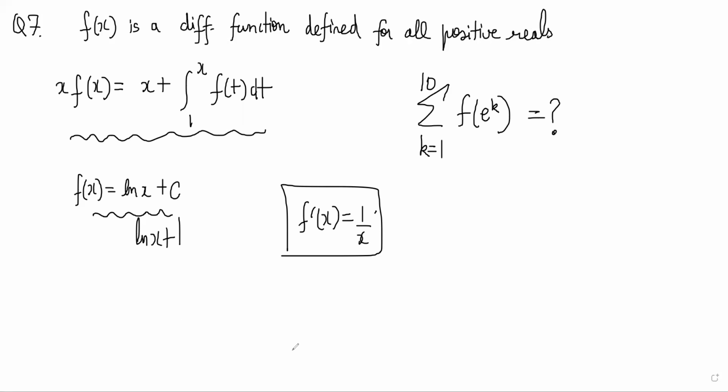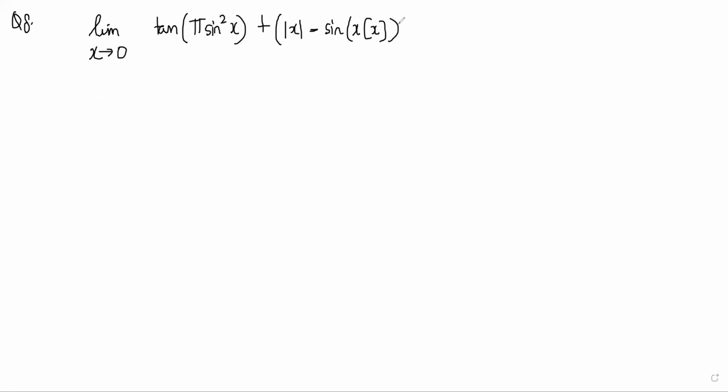Then this one is limit of x tends to 0 tan of pi sine square x, pi sine square x plus mod x minus sine x into gif of x, whole square, divided by x square. To find this limit.